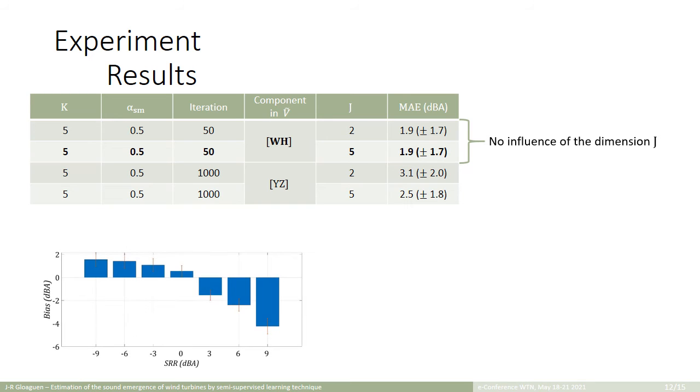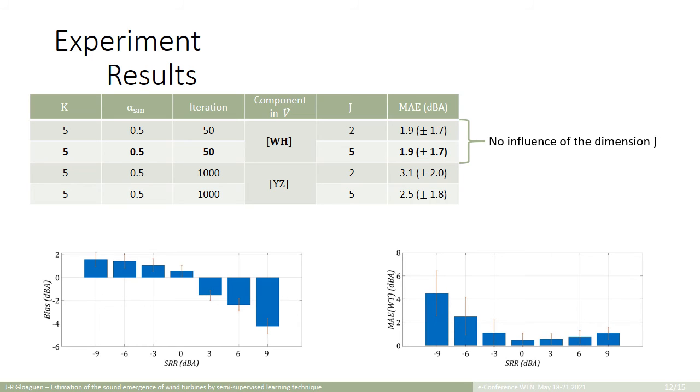We can detail for the setting in bold letters the bias for each value of the SRR. We can see clearly 2 distinct parts, the first one where NMF overestimates the sound emergence, and a second part where the method underestimates the emergence. We remark that the error increases strongly, especially at SRR equal 9 dBA, where the error exceeds 3 dBA.